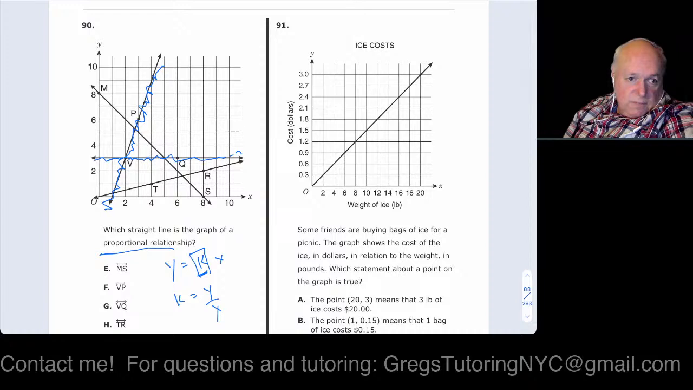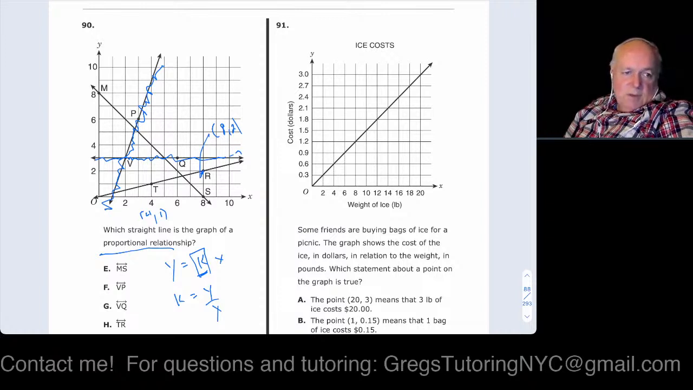4, 1, right? And if we go to 8, we notice that this point here is 8, 2, for instance. So there's a factor of 2 going on there. All right? And that's exactly what we need to do.